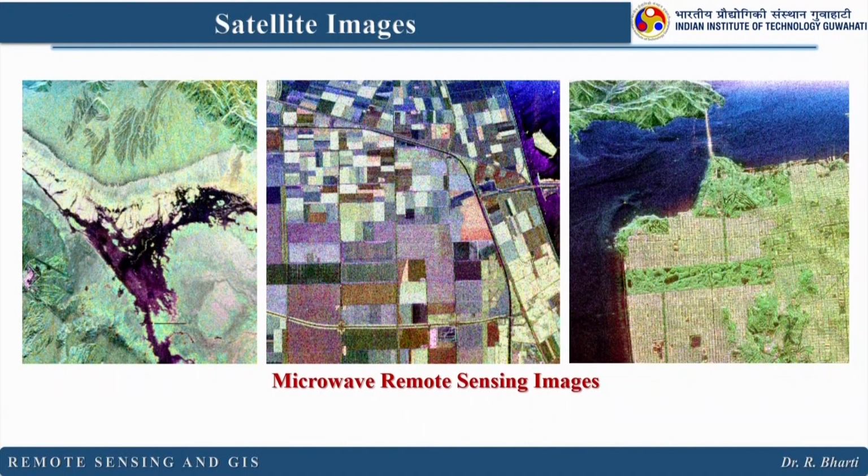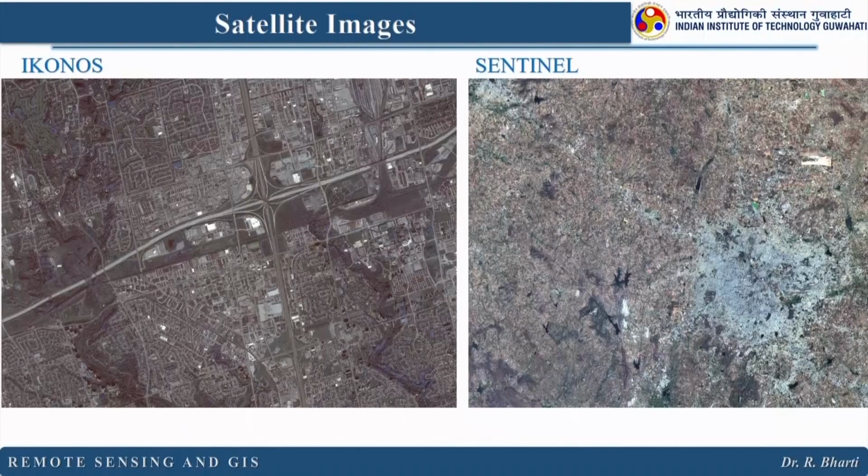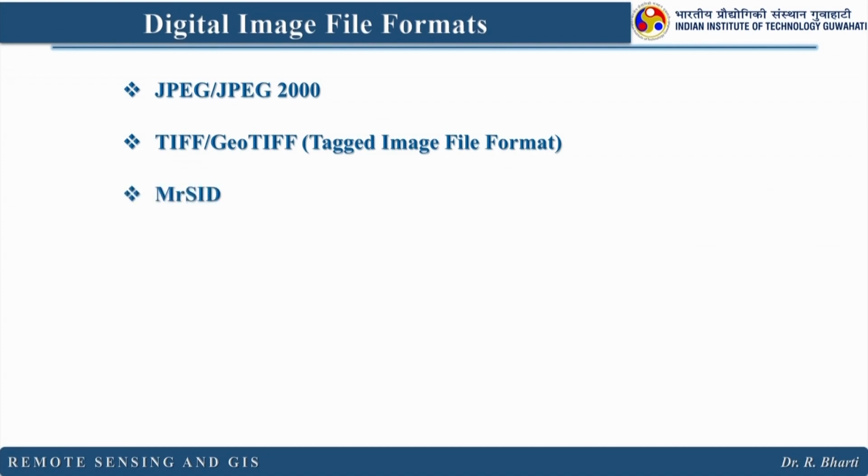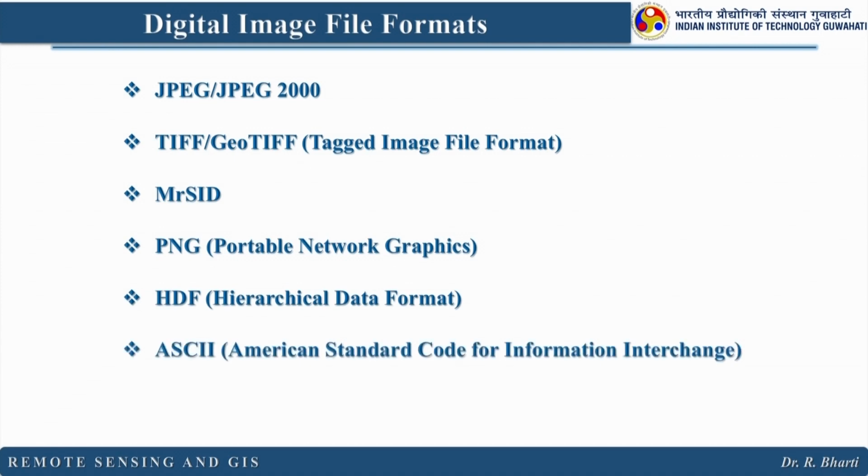In microwave remote sensing, information comes to us through backscattered energy, so the information will be completely different from our visible, infrared or thermal data. You will understand that slowly once you cover this whole course. This is another example from IKONOS and Sentinel. This is from GeoEye. The first one is JPEG, then TIFF or GeoTIFF, then MrSID, then PNG, HDF, ASCII.